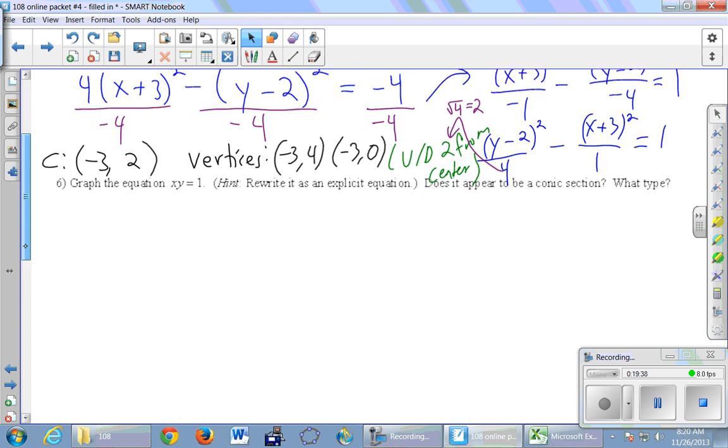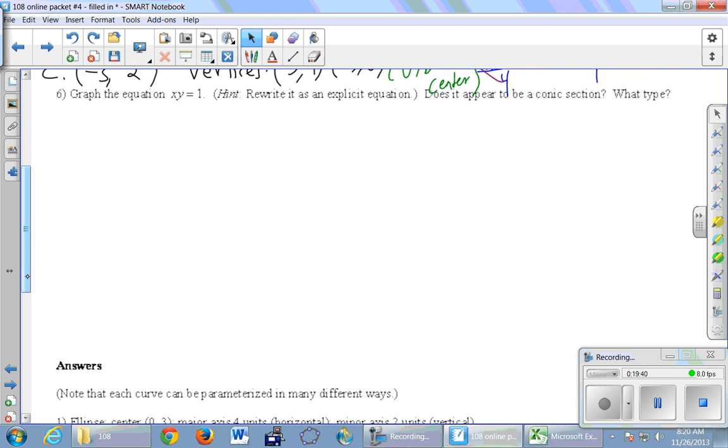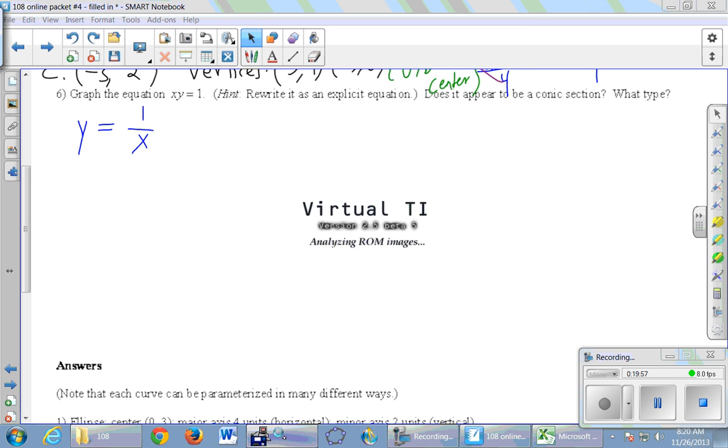Okay, finally, number 6 is just a little bit different. It's not asking the same. We don't have to do all that stuff for number 6. Graph the equation xy equals 1 and rewrite it as an explicit equation. So that means solving for y. We get y equals 1 over x. Does it appear to be a conic section, and what type? So let's go ahead and graph this on the calculator.